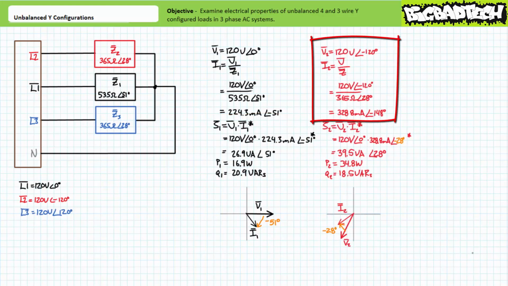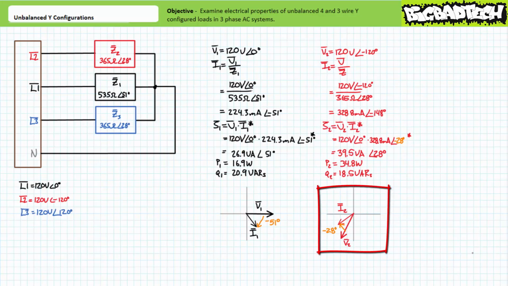Similarly, an application of Ohm's law for load impedance Z2 demonstrates current through it will be 328.8 milliamperes at an angle of negative 148 degrees. The phasor diagram illustrates current lags voltage by a relative 28 degrees. Current through load impedance Z2 is of a different magnitude and relative phase shift than current through load impedance Z1. This is to be expected given unbalanced impedances.